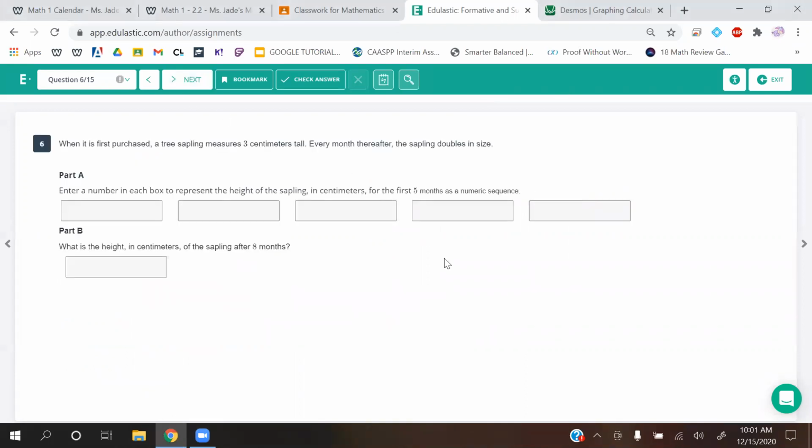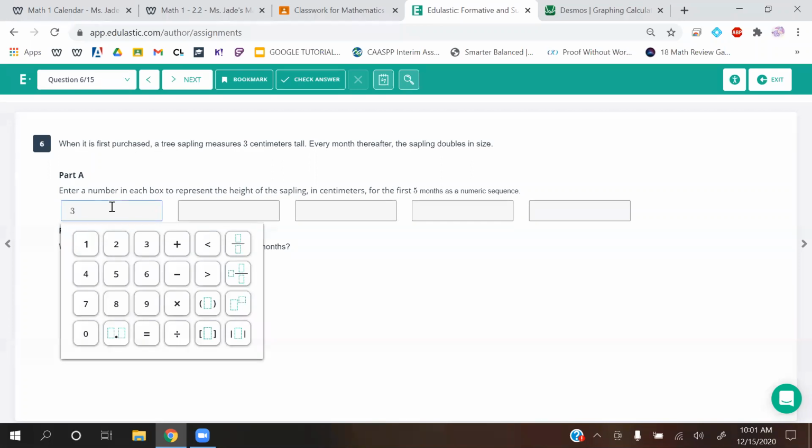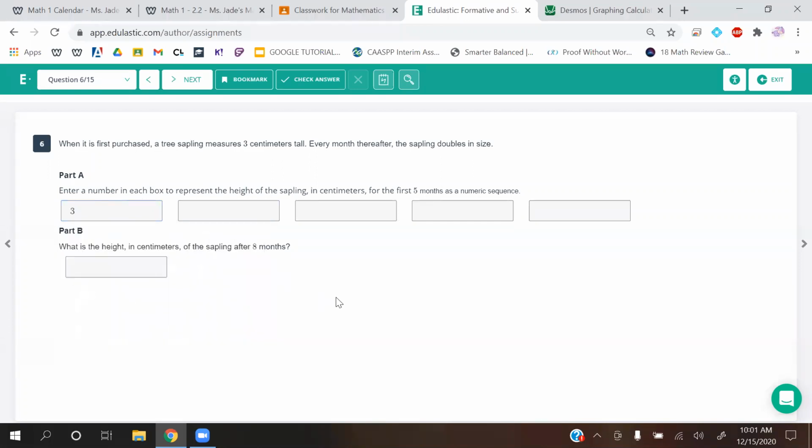Next. When it is first purchased, a tree sapling measures 3 centimeters tall. Every month thereafter, the sapling doubles in size. Enter a number in each box to represent the height of the sapling in centimeters for the first 5 months as a numeric sequence. So when it is first purchased, a tree sapling measures 3 centimeters tall. Start off with 3. So that was the first month.